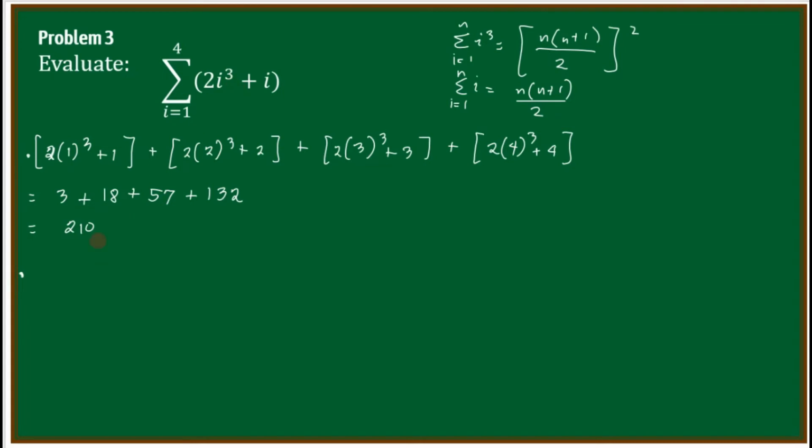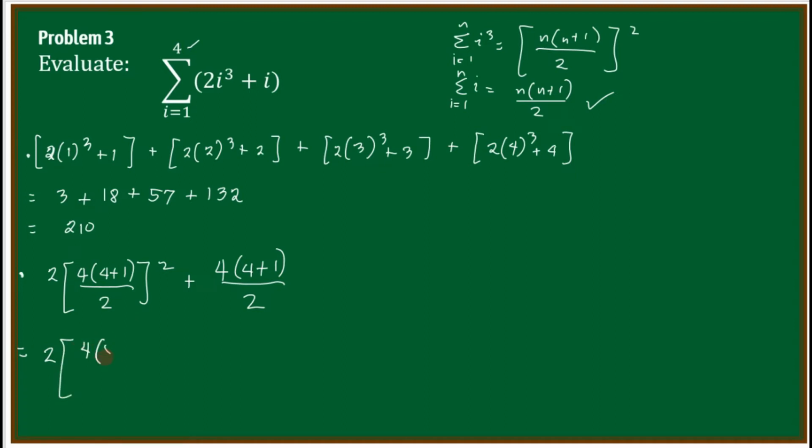So, we have 2i cubed. So, that will be 2 times, our n here is the upper limit of summation in the given, which is 4. So, we have 4 times 4 plus 1 over 2 squared. Plus, i na naman. So, ang ating gagamitin naman dyan sa pangalawa is ito, pero ang n ulit natin, yung 4. So, we have 4 times 4 plus 1 over 2. Okay? Simplify. 2 times 4 times 5 over 2 squared plus 4 times 5 over 2.